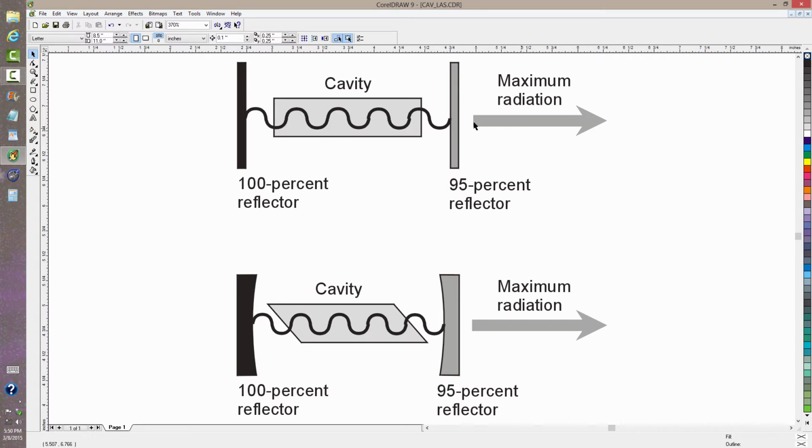But the basic principle is that this cavity or enclosure can take either of two geometric forms, shaped like a rectangle looked at cross-section wise, or a cylinder with flat ends, or a cylinder with slanted ends and reflectors that are slightly concave. Either way, you get the maximum radiation coming off towards the right in these diagrams through the 95% reflector.